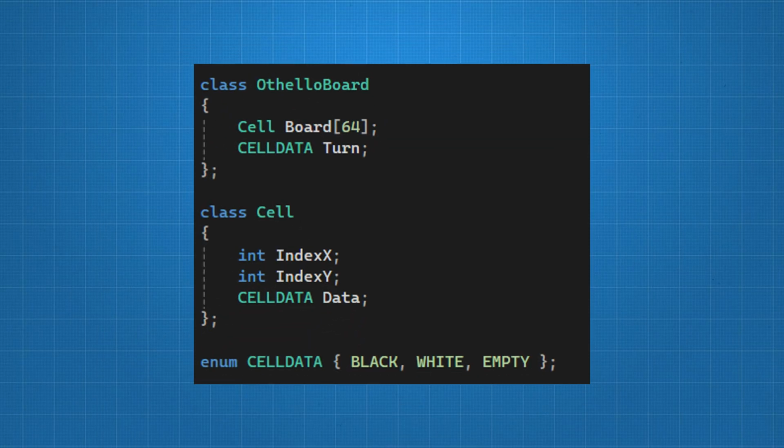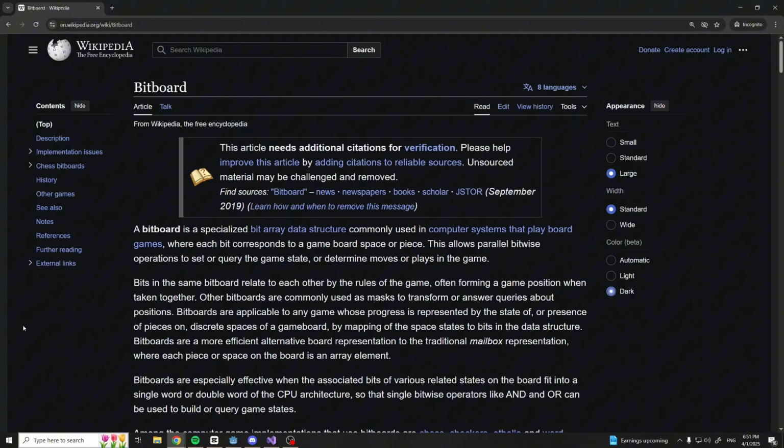If you were making a board game like Othello in your Intro to Programming class, you would probably use something like this to store the state of the game. This is an approach that's mostly based on object-oriented design. This is perfectly sufficient in the majority of cases, but we're trying to be fast. So instead of doing this, we're going to be storing the board using something called bitboards.